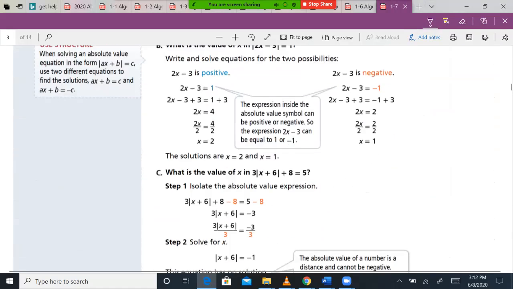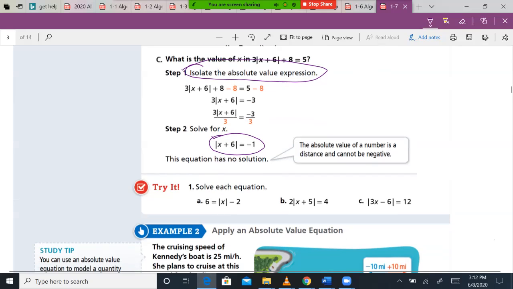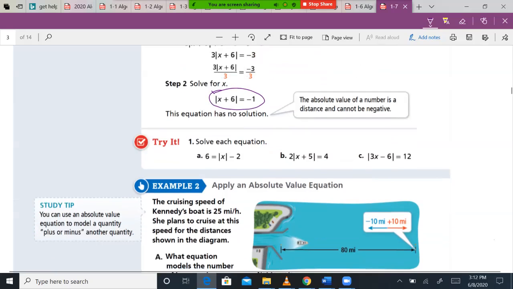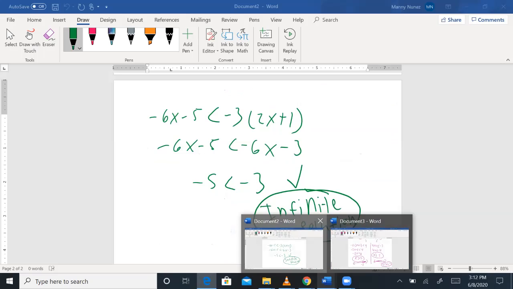Now, how about this? What if there's numbers outside the absolute value? You have to get the absolute value by itself first, and that's what step 1 says. Isolate the absolute value expression. Move everything so that the absolute value is by itself. Then you notice how it's equal to a negative? There's no solution because it can never equal a negative, essentially. Let's actually do all 3 of these to show you guys what we mean.